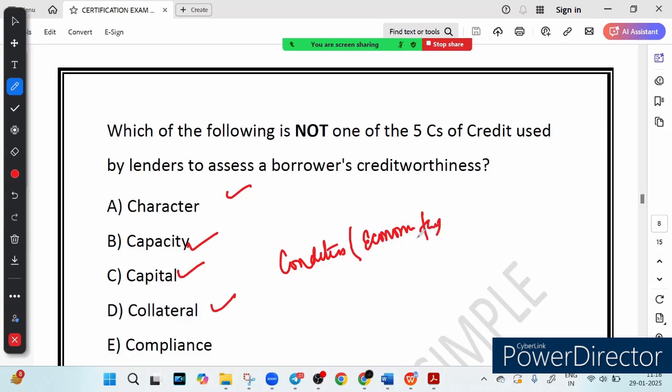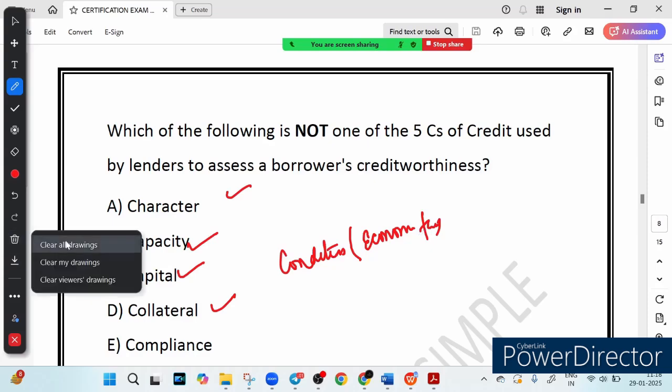So the 5 C's are character. Character means trustworthiness. Capacity means ability to repay the loan. Capital means the borrower's own investment. Collateral means security for the loan. And condition means market or economic conditions. Compliance is not one of the 5 C's. So these 5 C's play a crucial role for credit used by lenders to assess a borrower's creditworthiness.